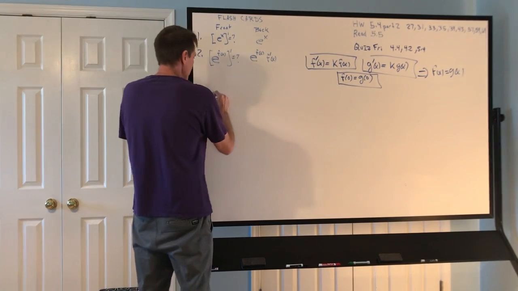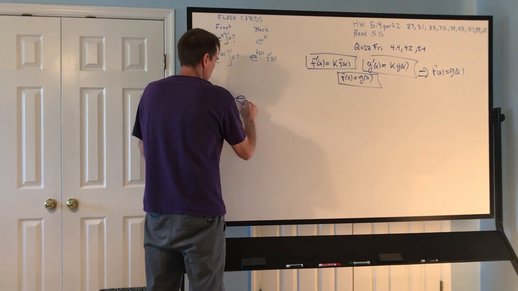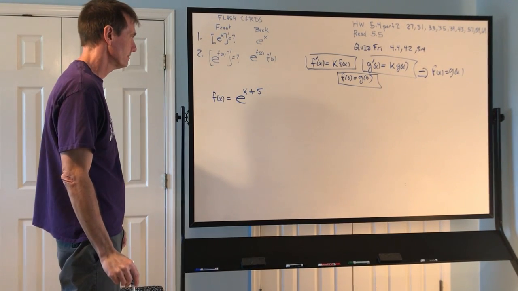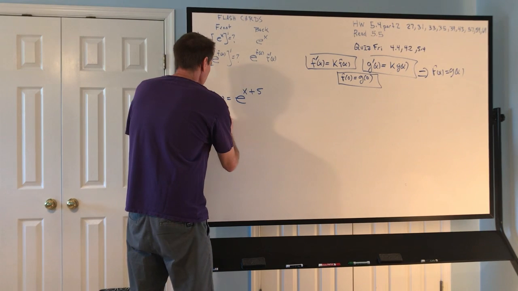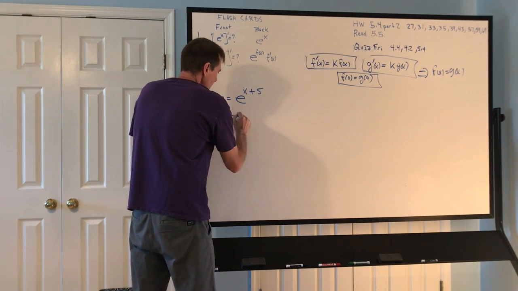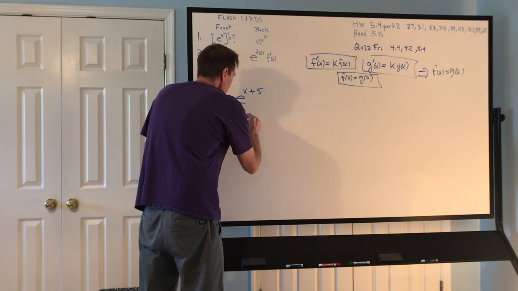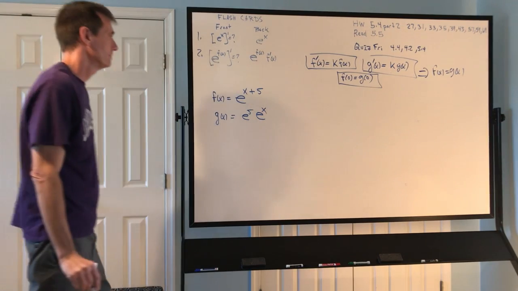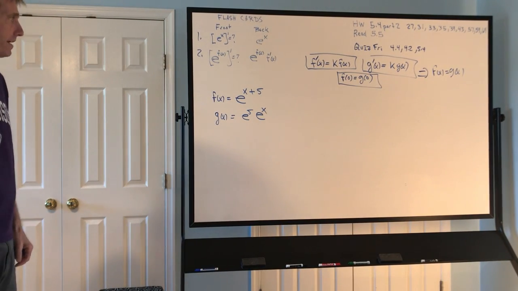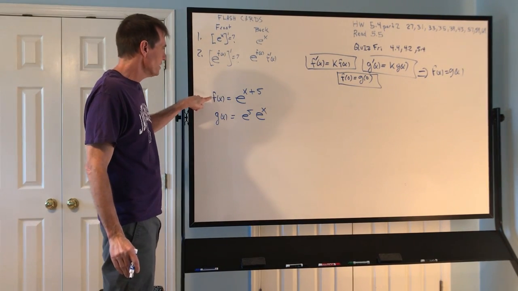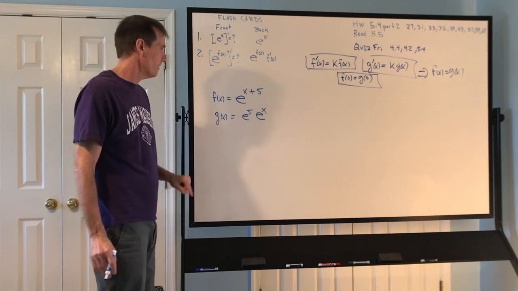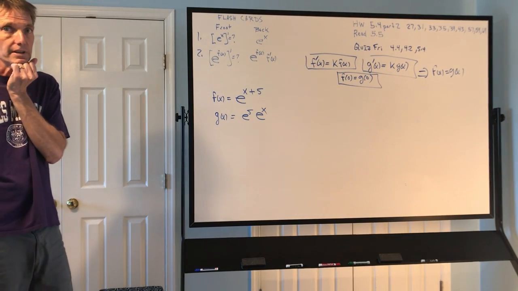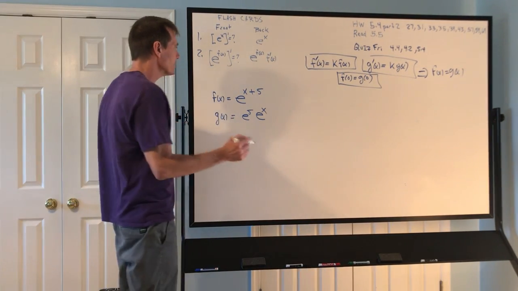Now I'm going to let my f of x here be the function e to the x plus 5. And I'm going to let my g of x be equal to e to the 5, that constant, times e to the x. I'm going to let this function be e to the x plus 5, and this function g of x be e to the 5 times e to the x. Okay, so now let's take the derivative.